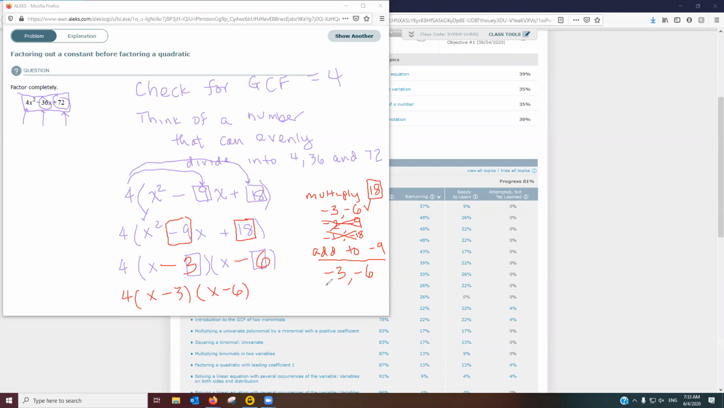Folks, for any of these factoring problems, you can always check your answer. The way you could check your answer is to re-multiply back through the parentheses. Do a FOIL multiplication, and you should end up back at the starting expression. If you don't end up back at the starting expression, that tells you that you messed up a little bit.